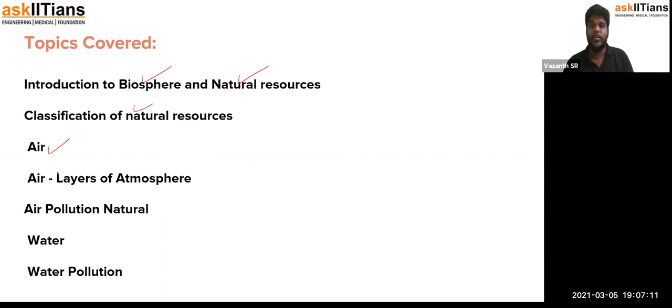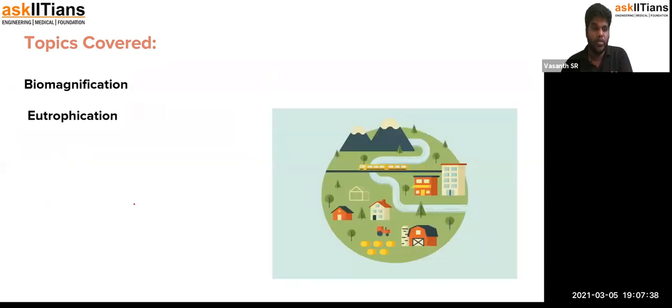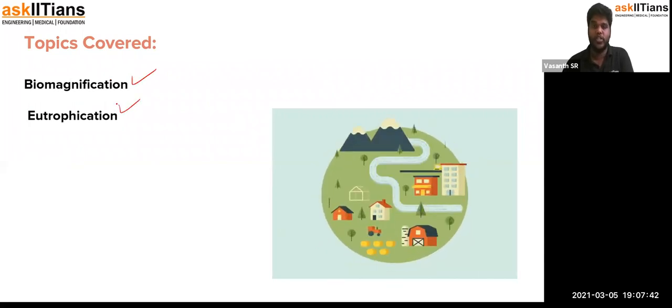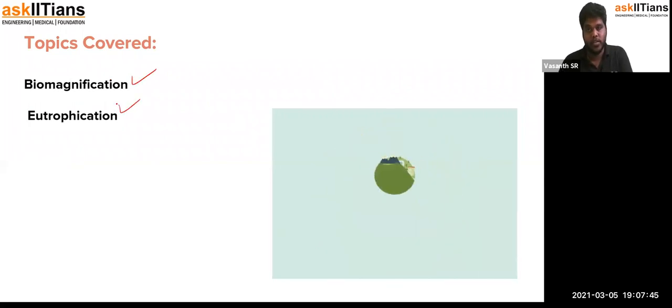And what are the different regions of the air layer, which is the atmosphere. And then what are the things that could cause pollution, what are the types of pollution, and what kind of pollution can be caused to air. So we're going to study that. After that, the next important resource would be water, and we're going to study what are the things that are spoiling it. On top of that, we have biomagnification and eutrophication, which are also a part of the natural resources chapter.